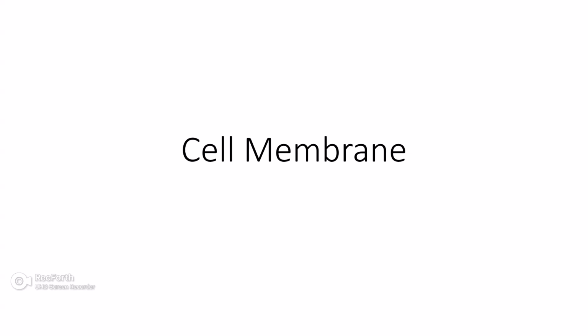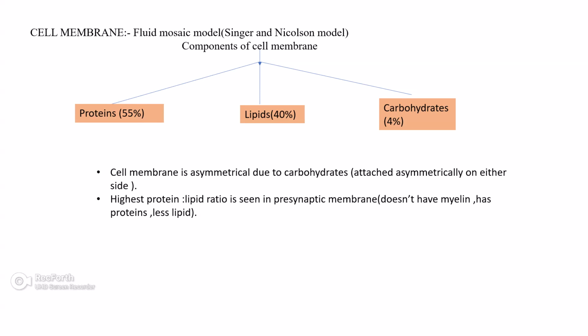Coming to the cell membrane, the initial topic, cell membrane, the fluid mosaic model. Cell membrane is based on fluid mosaic model given by Singer and Nicholson. The components of cell membrane based on this model: it constitutes proteins 55%, lipids 40%, and carbohydrates 4%. So cell membrane is asymmetrical due to carbohydrates because carbohydrates are attached asymmetrically on either side.